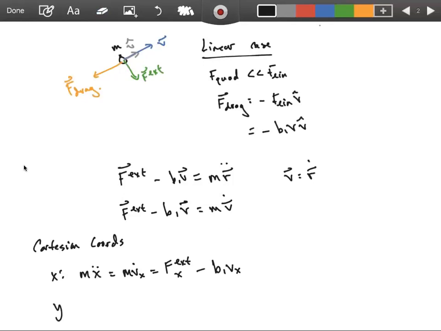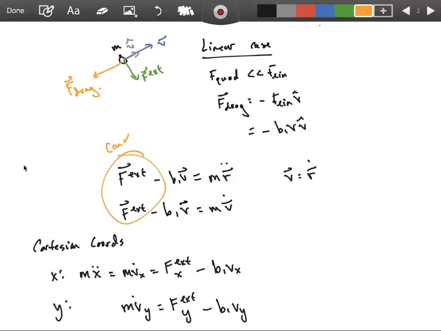And then in the y direction, we're going to get something very similar. We're going to get m v y dot is equal to the y component of the external forces minus d1 v y. Now, of course, here I'm assuming that the external forces are constant. So these guys are constant, at least in terms of velocity.